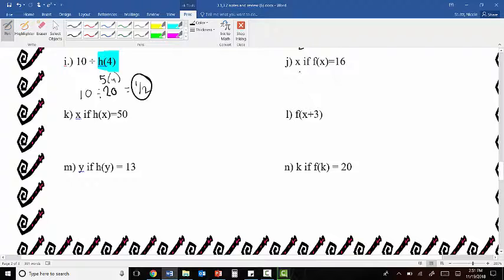So letter J is worded a little differently. It says find x if the function equals 16. So the function itself is 2x plus 5. And they're telling you that that comes out to 16 for some value of x, and your job is to figure out what that value is. So we're going to solve the equation, and just to save on time, we're going to get 5.5.